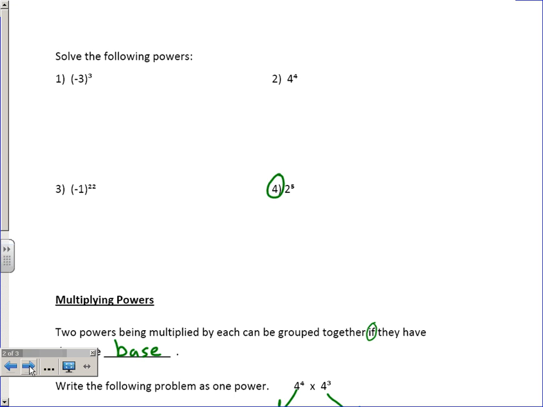Okay, now we're actually going to solve some. So negative 3 to the 3rd exponent. So we could write this out as a multiplication problem and think to ourselves, what's 3 multiplied 3 times? 27. And we have to use our sign rules for multiplication. There is an odd amount of negative numbers, so that would be a negative answer.